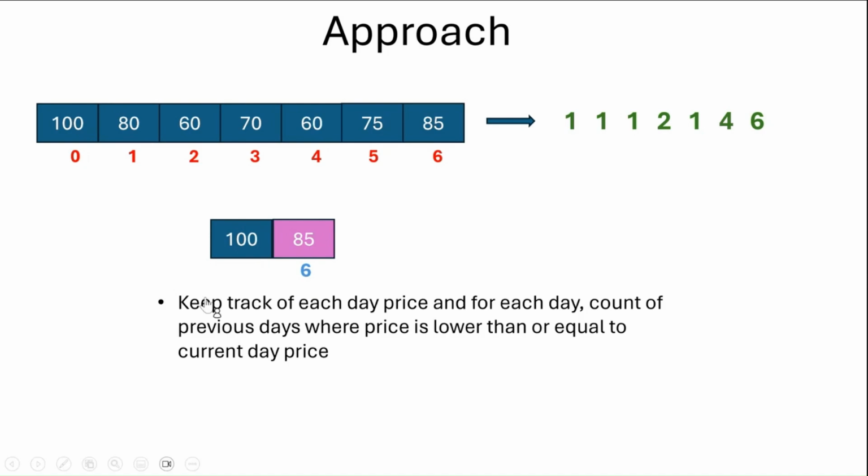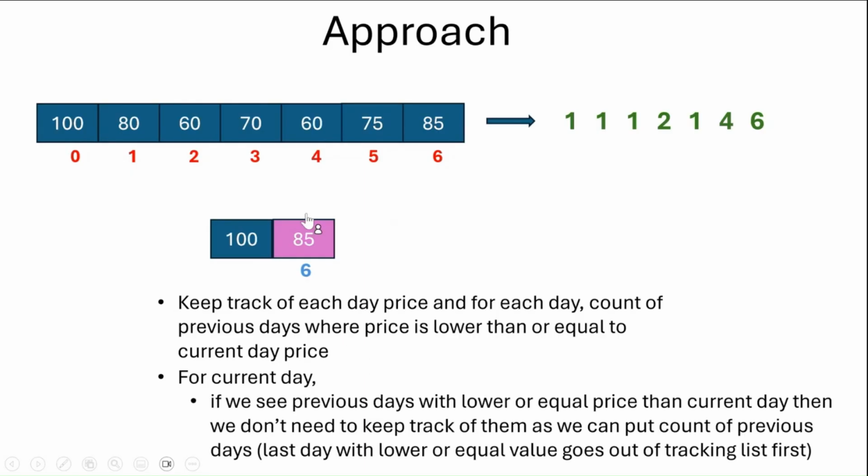So here, what are the major points we are saying? We need to keep track of each day's price, and for each current day, the count of previous days where the price is lower than or equal to the current day price. So these two things we need to keep track of. Whenever we see a new day, if we see previous days with lower or equal price than the current day price, then we don't need to keep track of them because we are already putting the count of previous days. So the last day with lower or equal stock price goes out of the tracking list first.